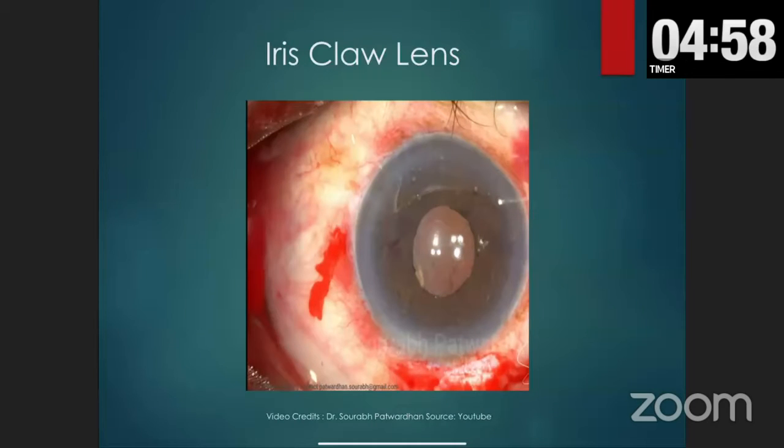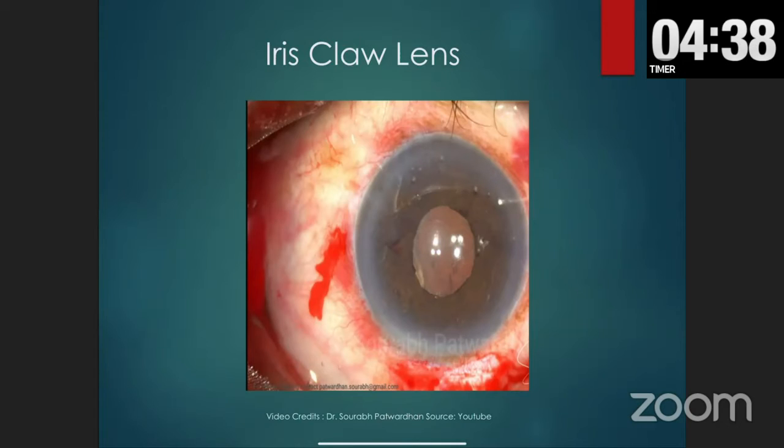So iris claw lens, the trick is proper centration. And the biggest disadvantage of this lens is once the enclavation happens, you cannot remove it. If you try, so it has to be perfect the first time. There are no second chances when you're trying to place an iris claw lens. So you have to exactly position the claws.